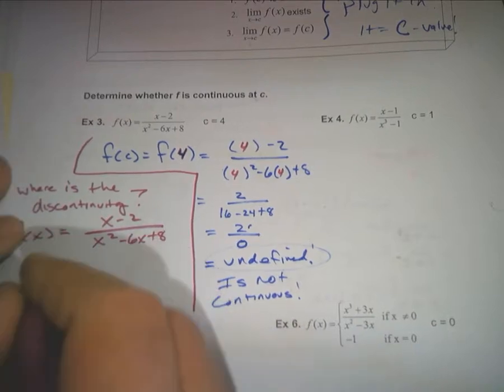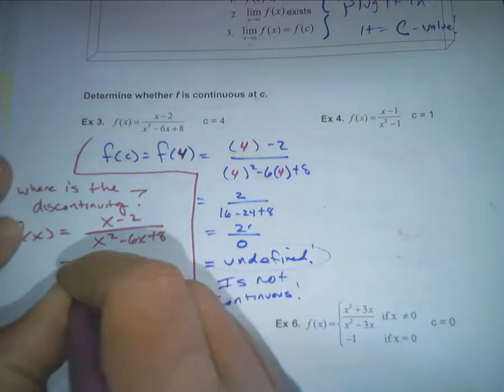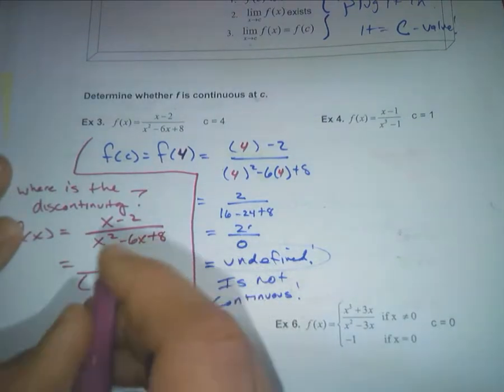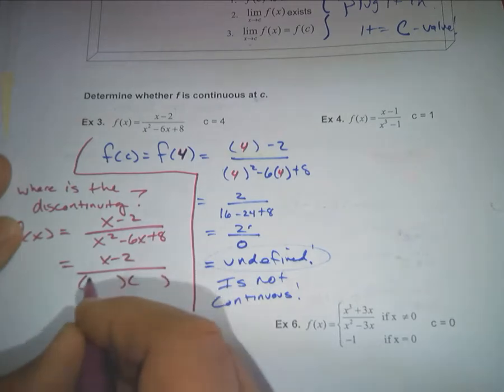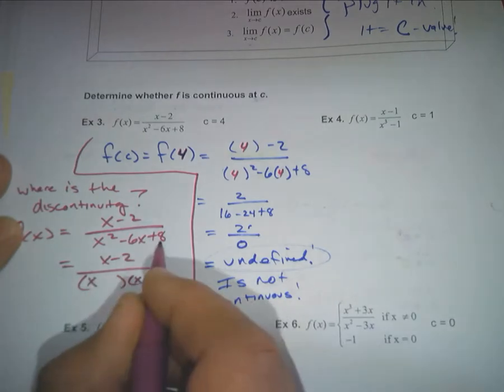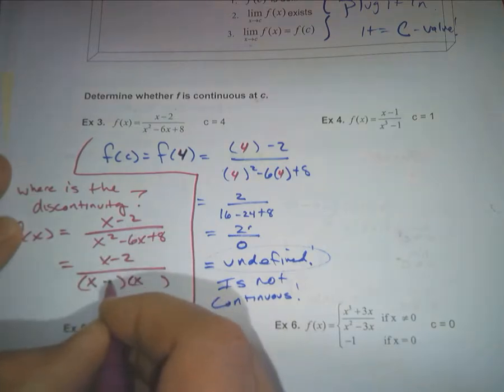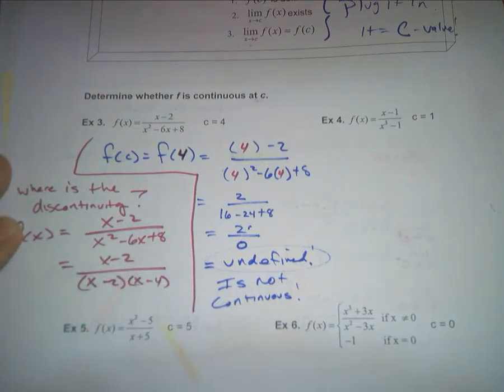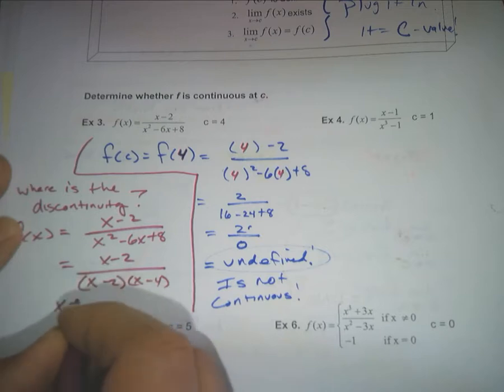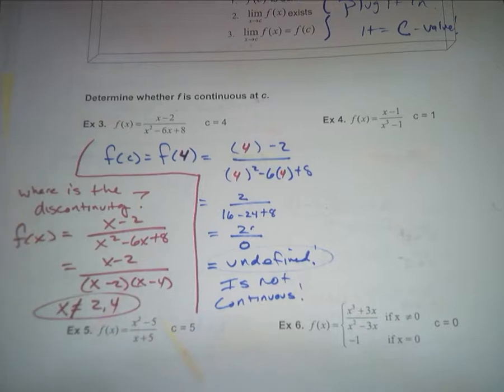If we factor this guy, x squared minus 6x plus 8, we know factors of x and x. What's factors of 8 that add up to negative 6? Negative 2 and negative 4. So then we would know that we cannot have positive 2 or positive 4. We would have discontinuities at those two values. So in our graph, we're going to have a hole or an asymptote at 2 and 4. Okay?